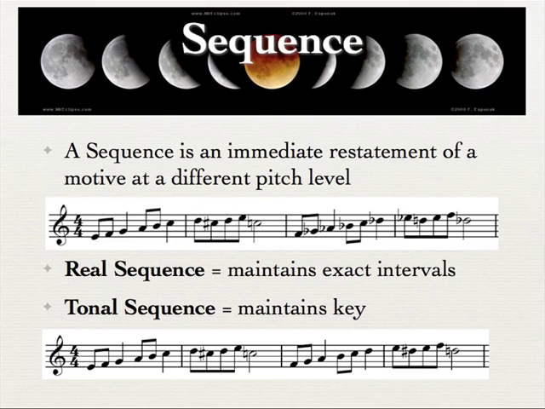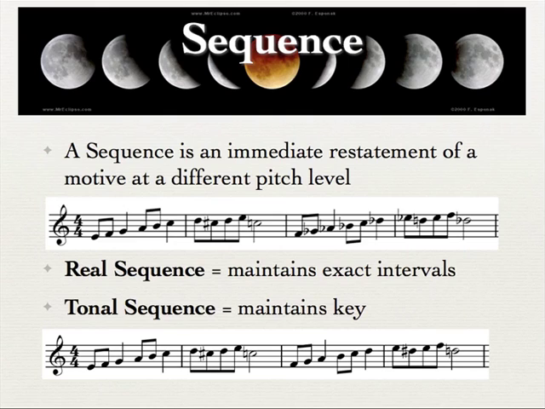The smallest fragment we have in a musical phrase is called a motif or motive. And a sequence is a repeat of a motif at a different pitch level. So there are two kinds of sequences. A real sequence, which is the top one here, that maintains exact intervals.